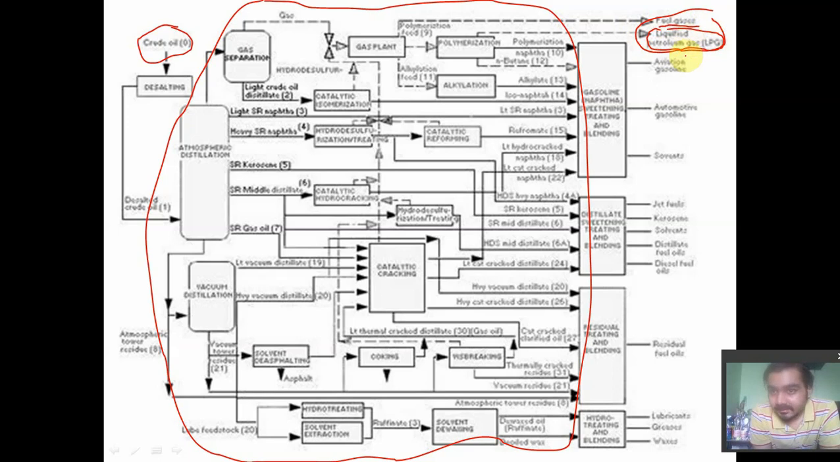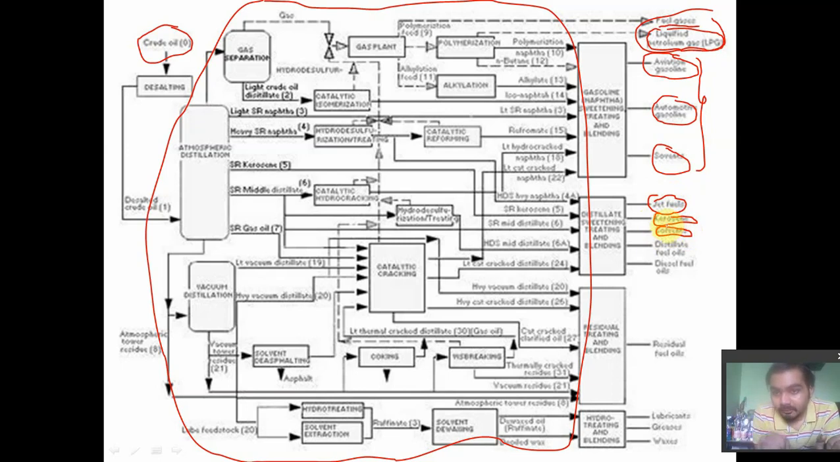Next to the gases we get gasoline. So gasoline is what? Petrol. Then diesel. Then we get jet fuels. Jet fuel is a fuel similar to kerosene. Then we get solvents.